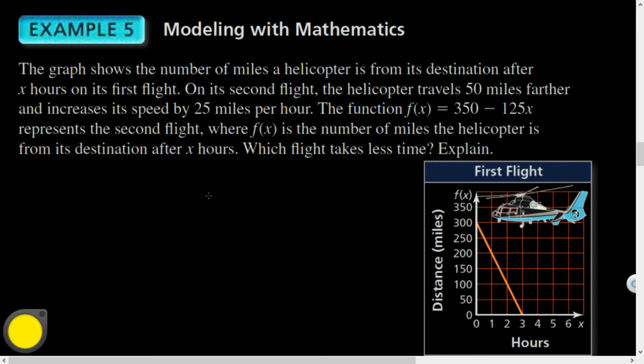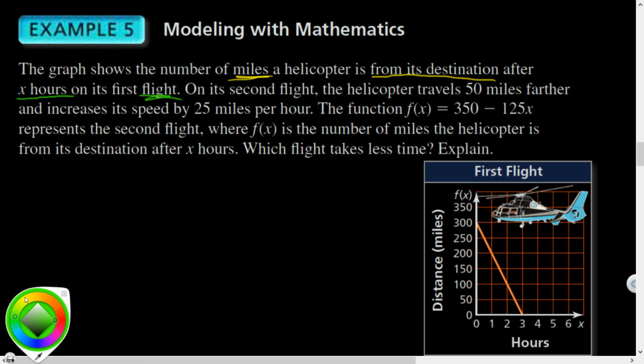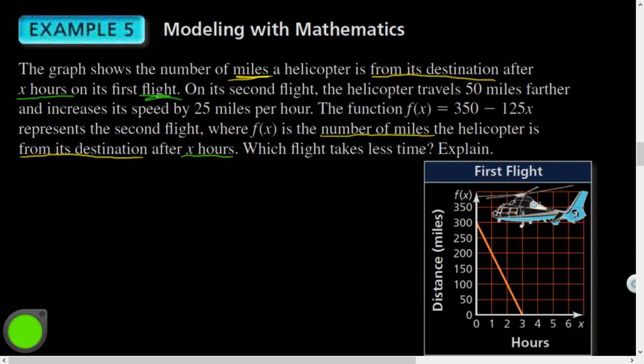The graph shows the number of miles a helicopter is from its destination after an input of X hours on its first flight. So X hours of flying, how far is it from its destination? On a second flight, the helicopter travels 50 miles farther and increases its speed by 25 miles per hour. The function f of x equals 350 minus 125x represents the second flight, where f of x, once again, is an output now: the number of miles the helicopter is from its destination after an input of X hours. Which flight takes less time?